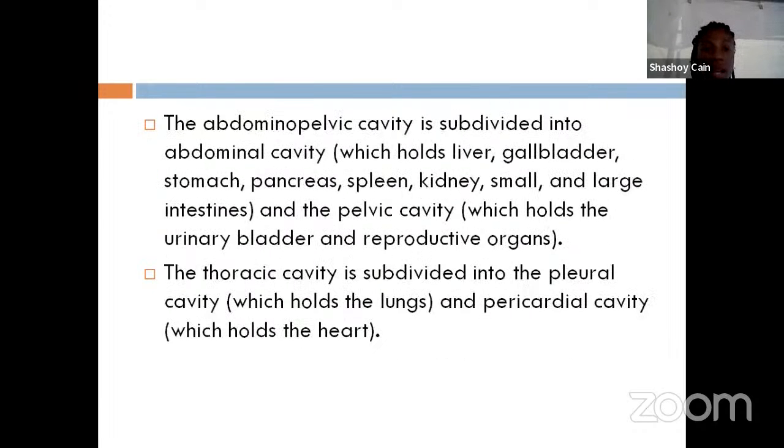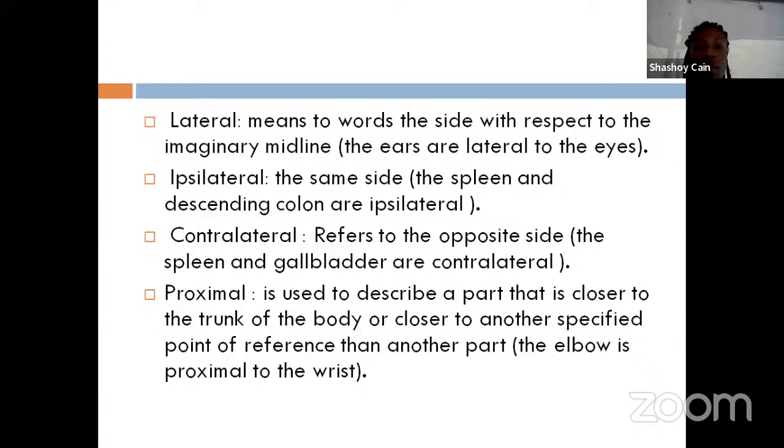So it says lateral means towards the side with respect to the imaginary midline. The ears are lateral to the eyes. So it's their imaginary midline. Proximal is used to describe a part that is closer to the trunk of the body or closer to another specified point of reference than another part. For example, the elbow is proximal to the wrist.